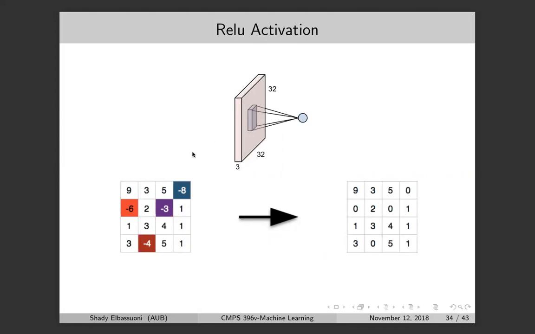This is the result of an activation map. And then we apply ReLU to it. 9 is positive, it gets output as is. 3 is positive, it gets output as is. 5 is positive, it gets output as is. And minus 8 becomes 0. The minus 6 becomes 0. 2 is 2. Minus 3 is 0, and so on. So that's what it means by applying some nonlinearity or a ReLU activation over some activation. Okay? All right. Hence the name activation map, because I apply some nonlinearity over it.